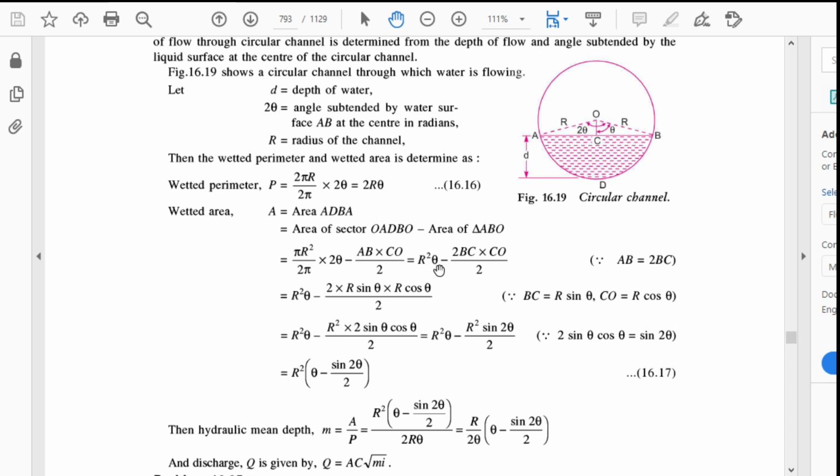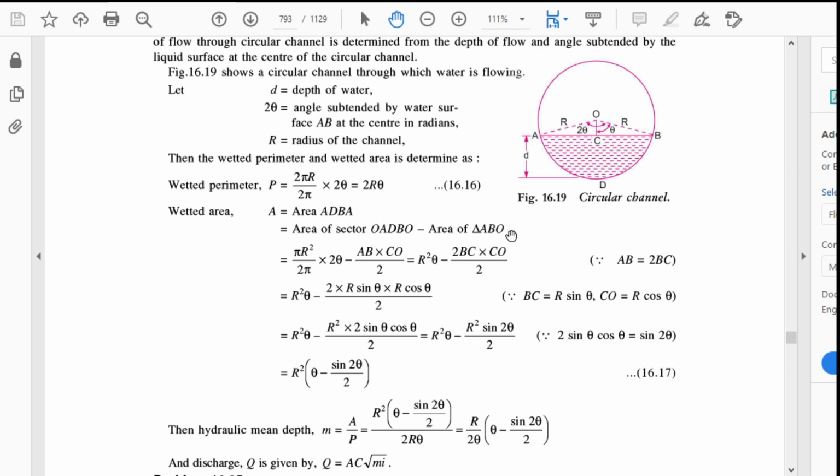Okay, here the angle which is subtended by the sector is 2 theta, so I have cancelled the denominator and numerator 2 value. Okay, so the 2 will get cancelled and remaining is r square theta.